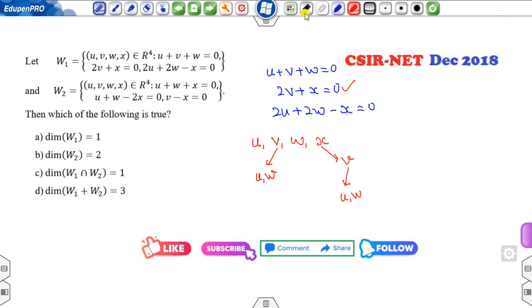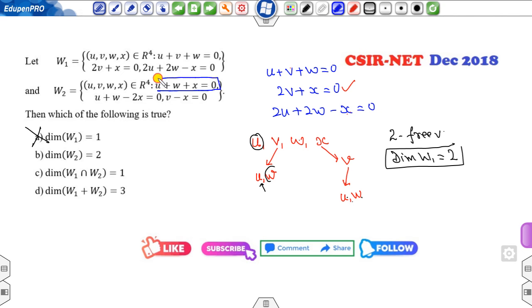Fine. So how many variables do you have free? U and W. So you have the two free variables. That means dimension of W1 is my 2. Fine. First option, yes.